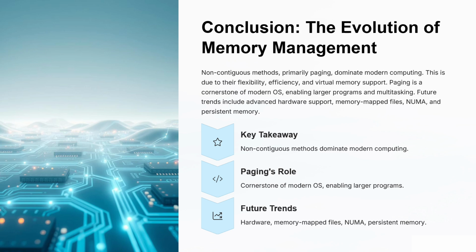Now, to summarize, fixed partitioning is simple and fast, but it leads to internal fragmentation and inflexibility. Next, variable partitioning solves that, but introduces external fragmentation. Paging and segmentation, the non-contiguous techniques, are more flexible and efficient, powering modern OS today.